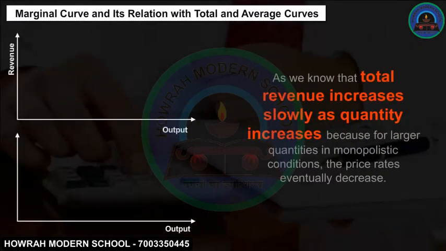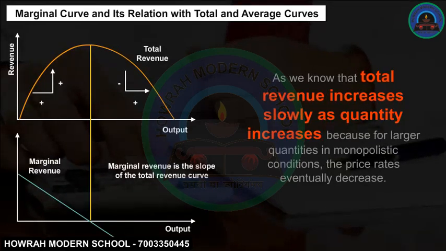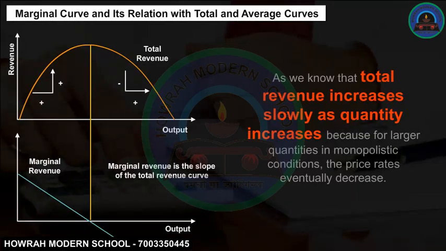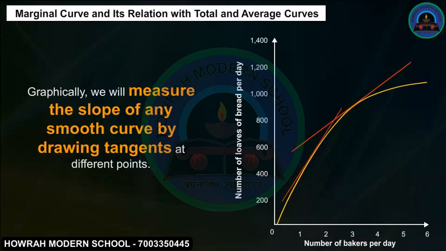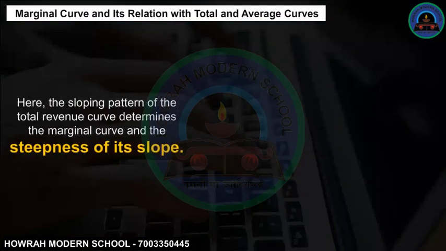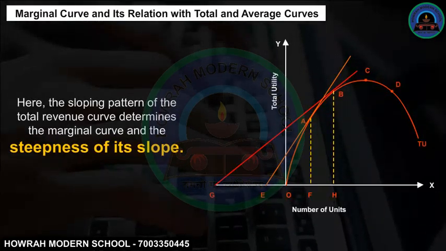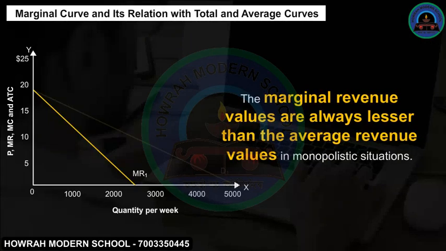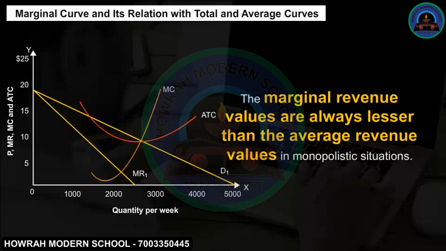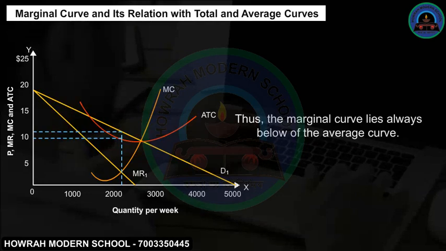As we know, total revenue increases slowly as quantity increases, because for larger quantities in monopolistic conditions, the price eventually decreases. Graphically, we measure the slope of any smooth curve by drawing tangents at different points. Here, the sloping pattern of the total revenue curve determines the marginal curve and the steepness of its slope. The marginal revenue values are always lesser than the average revenue values in monopolistic situations. Thus, the marginal curve always lies below the average curve.